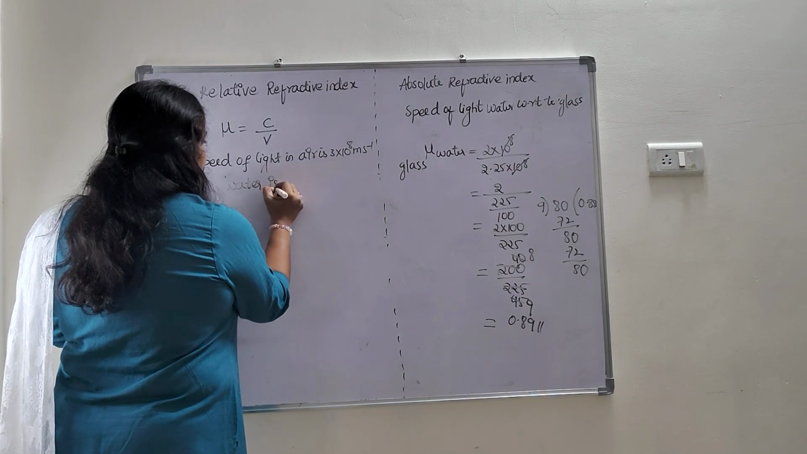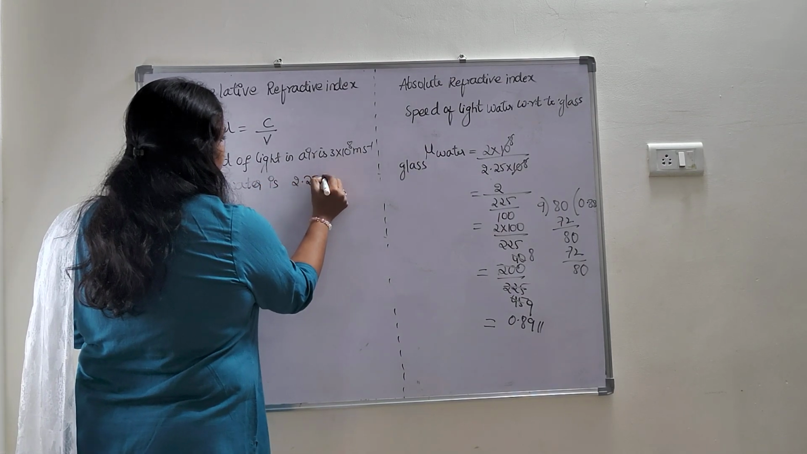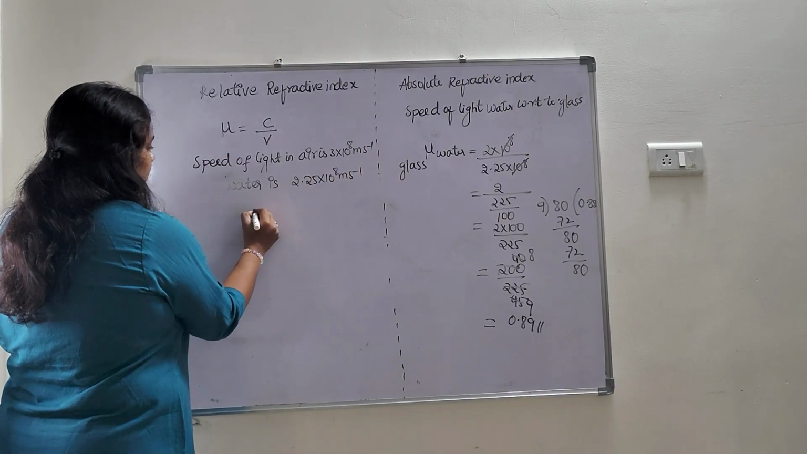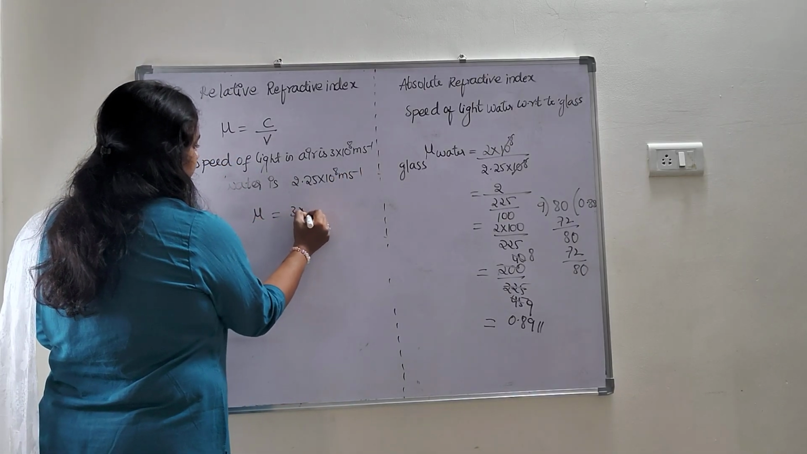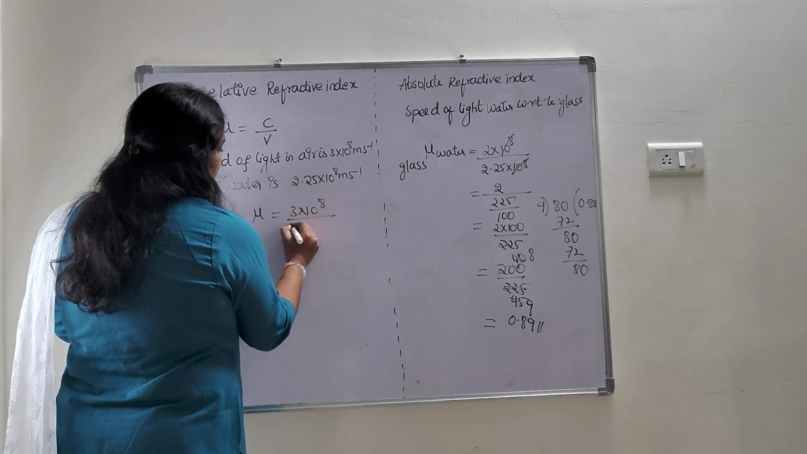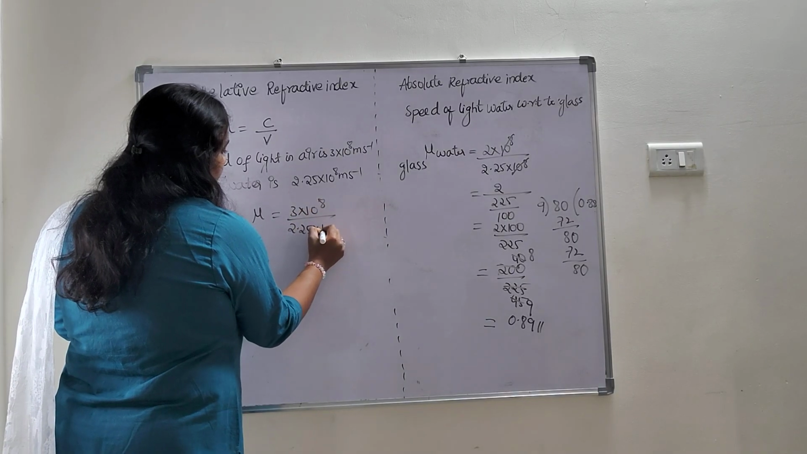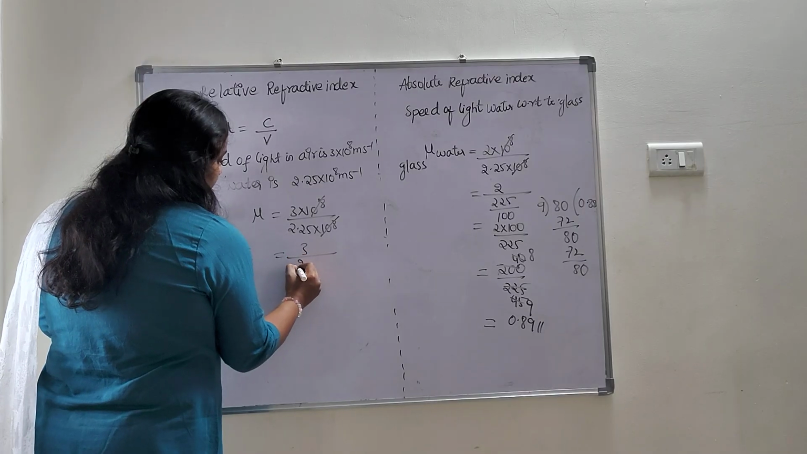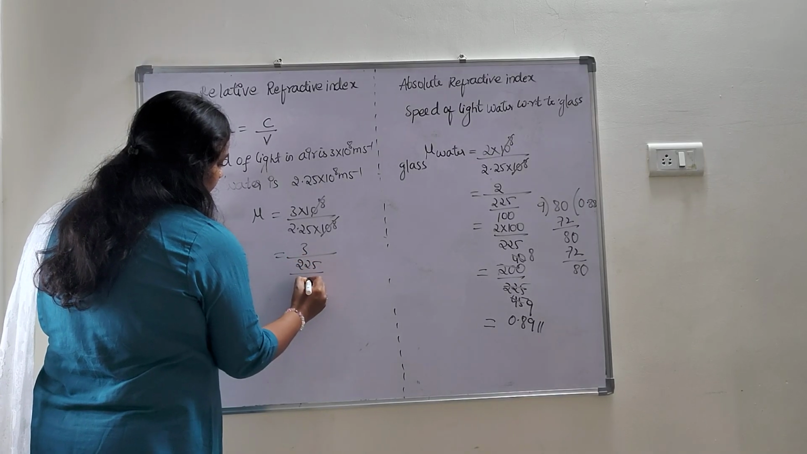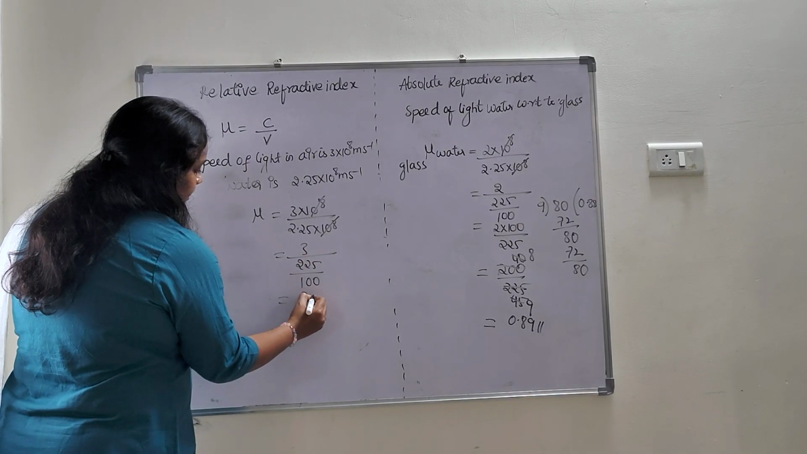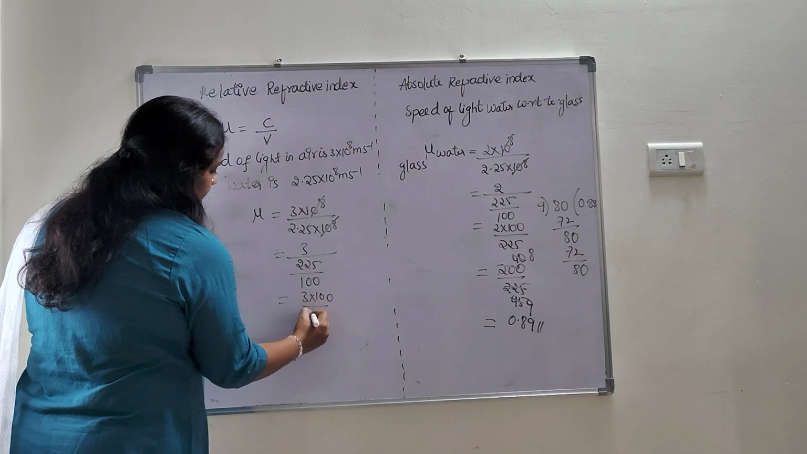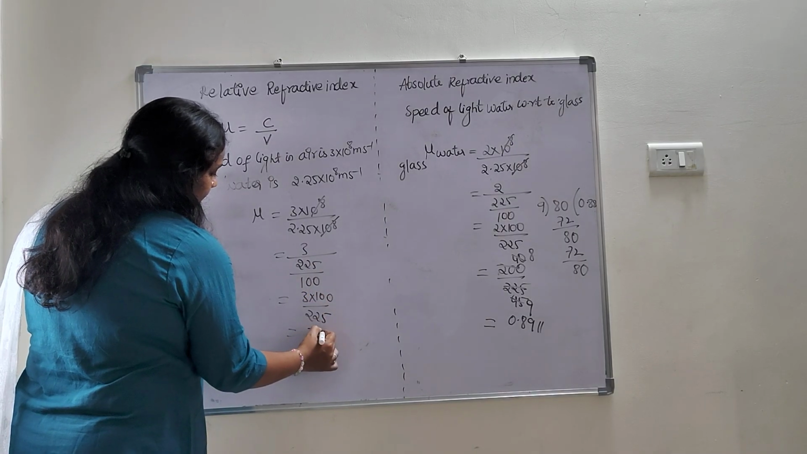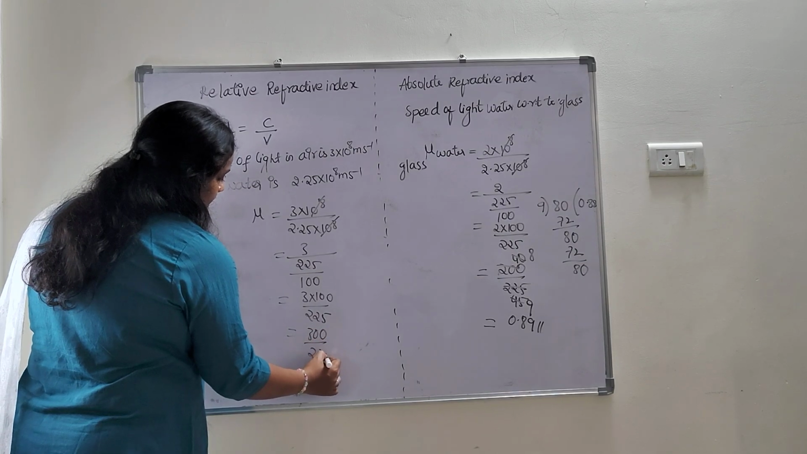So the speed of light in water is 2.25 into 10 to the power 8 meter per second. So mu is equal to C by V, no? So 3 into 10 to the power 8 by 2.25 into 10 to the power 8, both will be cancelled. So 3 by 2.25, that is 3 by 225 by 100, so 3 into 100 by 225. So this can be given as 300 by 225.